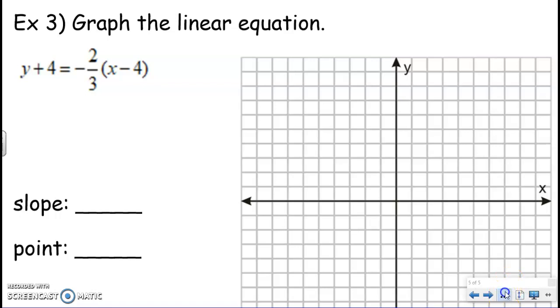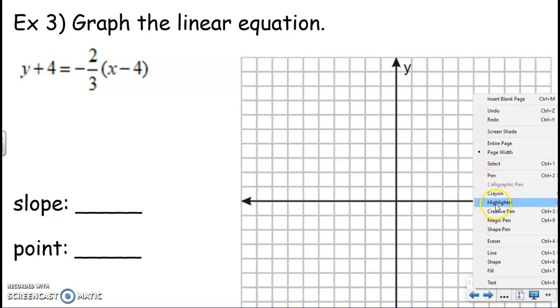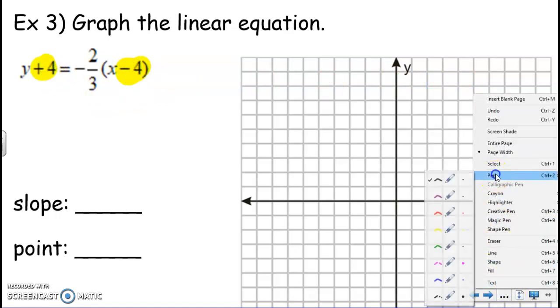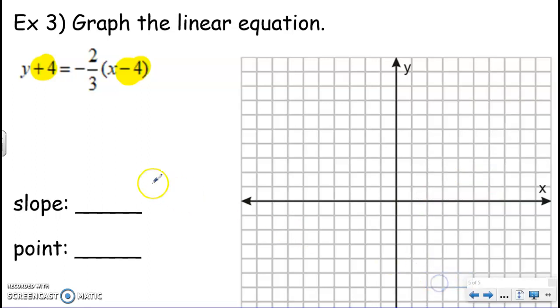Y plus 4 equals negative 2/3 times x minus 4. I'm going to go ahead and highlight my numbers here. Okay, so slope is always in front of the parentheses. So this time I have a negative 2/3. So remember, when I have a negative, I usually put it with the top. So that's telling me to go down 2, right 3.